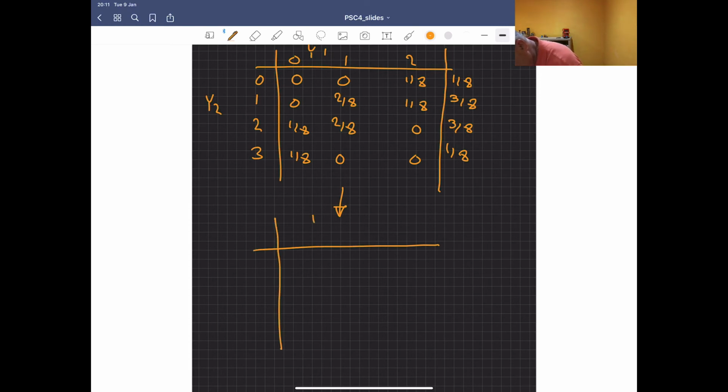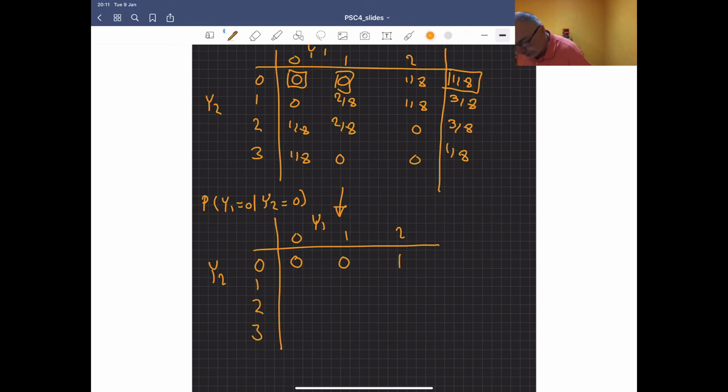So for example, here's our y1: 0, 1, 2, here's our y2: 0, 1, 2, 3. And you can ask the question, if I've observed it and I know that y2 equals 0, what's the probability that y1 equals 0? We know the probability that y1 equals 0 given y2 equals 0 has to be 0. And how did I get that number? I basically took this and divided it by this.